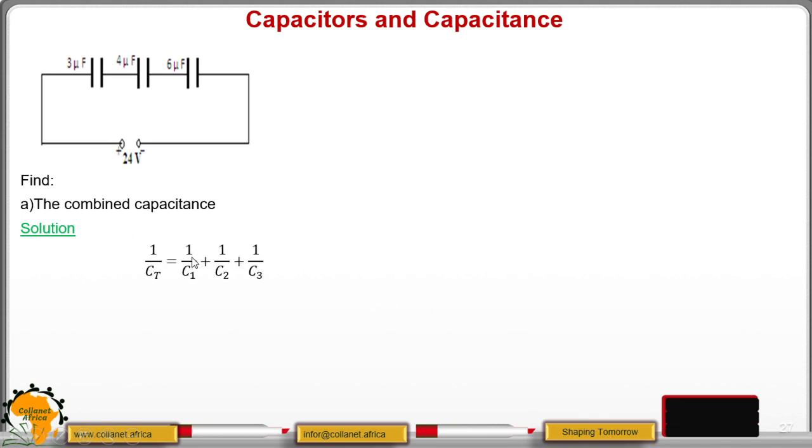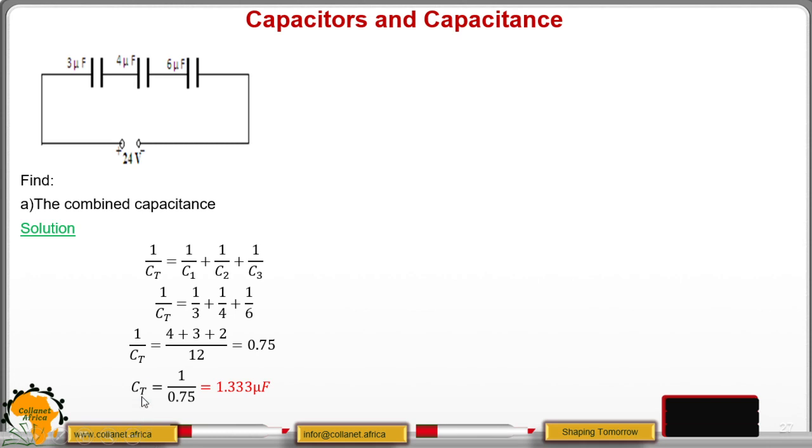1 over CT is equal to 1 over C1 plus 1 over C2 plus 1 over C3. So this will be 1 over 3 plus 1 over 4 plus 1 over 6. Getting the LCM, it is 12. You get the value as 0.75. But this one is 1 over CT, so to get CT, you get the reciprocal. And this term will be equal to 1.33 microfarads. Remember, all these terms were in microfarads.